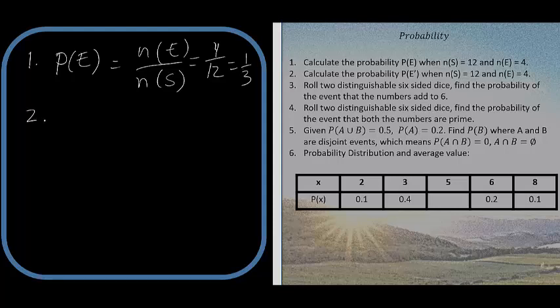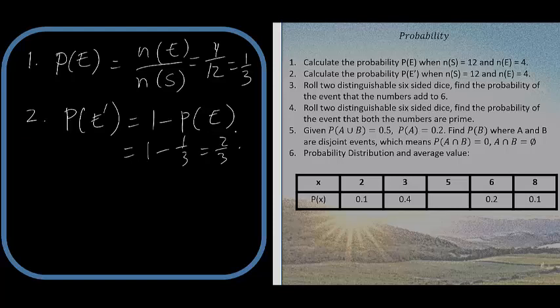Second one, calculate the probability of the complement of the event. So we know that the probability of the complement of the event will be 1 minus the probability of E. So you have 1 minus 1/3, which is 2/3. We are done. Number 3.